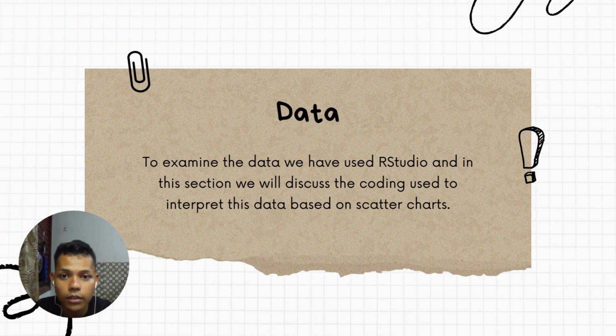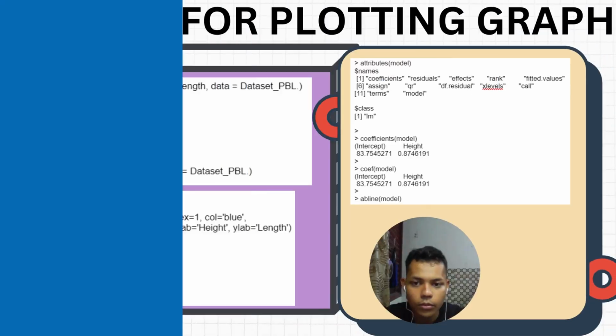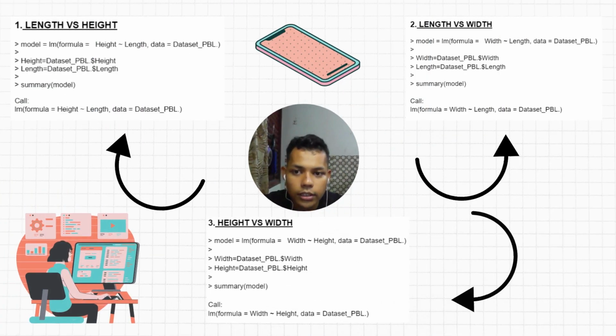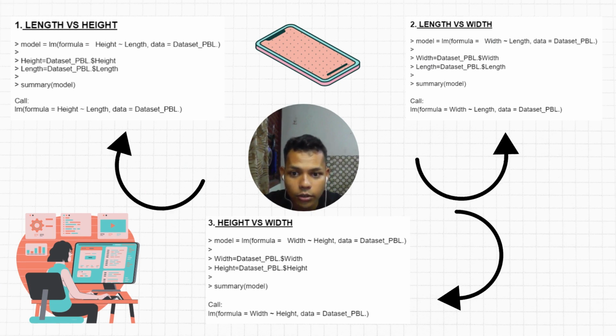Now we will be talking about the RStudio programming code. We can extract the data from this code to obtain what we need to achieve our objective in this assignment. Firstly, the code for plotting the graph is basically the same for all three scatter plots, which is the declaration of the variables, forming a formula, and then calling that formula for plotting the graph. As you can see, only the length, height, and width variables are changed. So the code remains the same, but only the variables change.